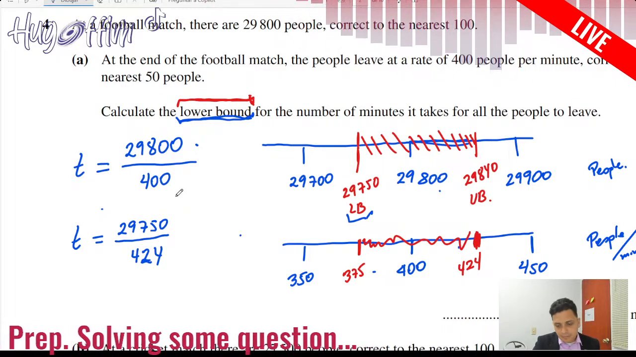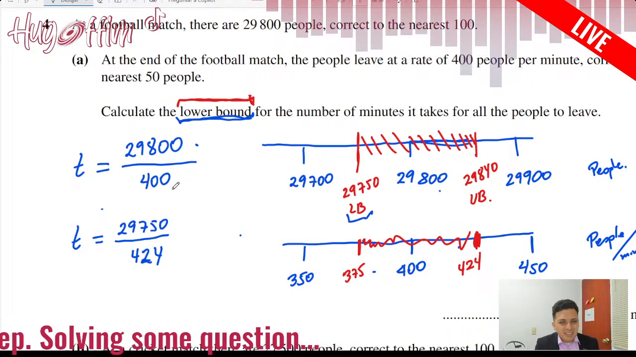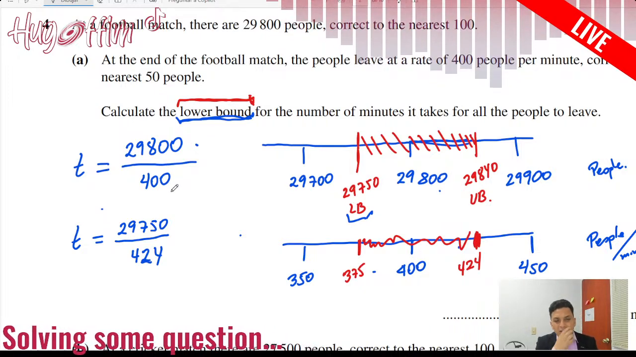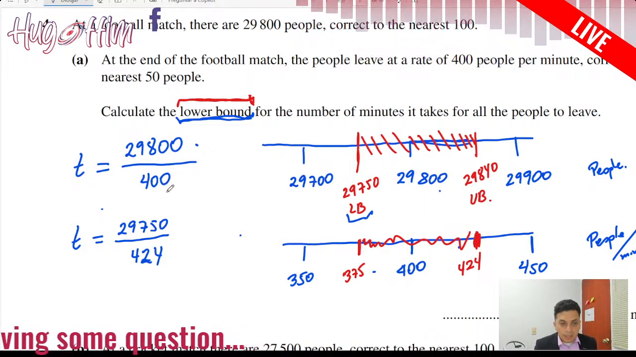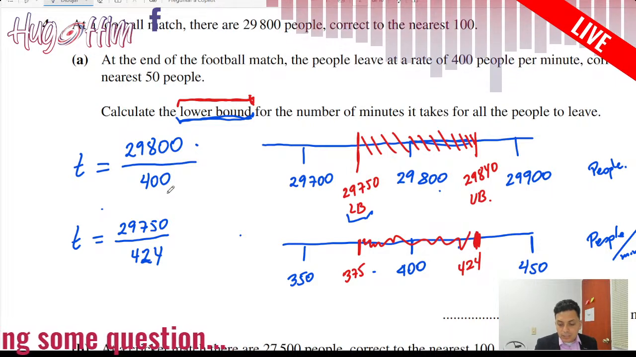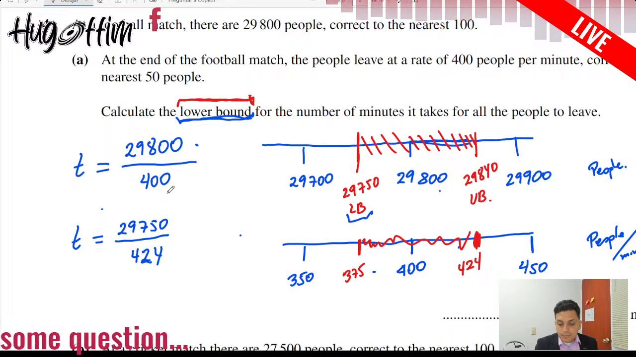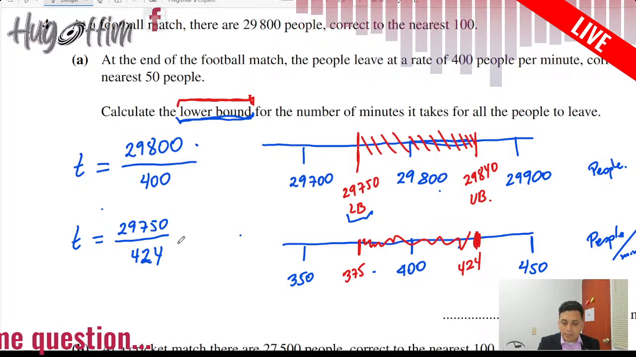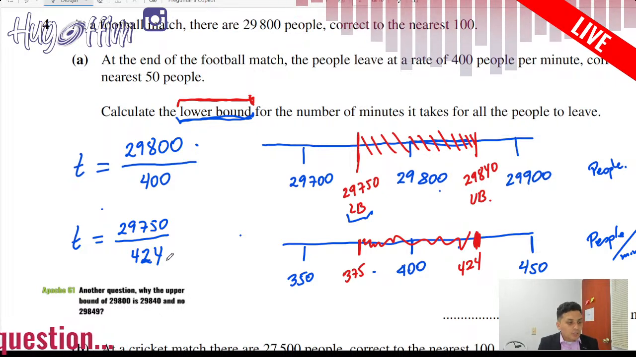Just because of time, I'm going to use a calculator. But remember that in a great part of the IGCSE exams, you can use a calculator. You cannot use a graphic display calculator, but you can use a calculator. So let's use it. 29,750 divided by 425 is going to be 70. I can divide by 424, but when I round the number, it's going to give me the same number.